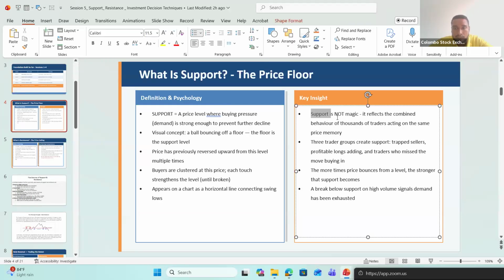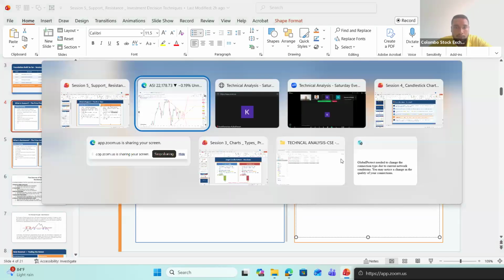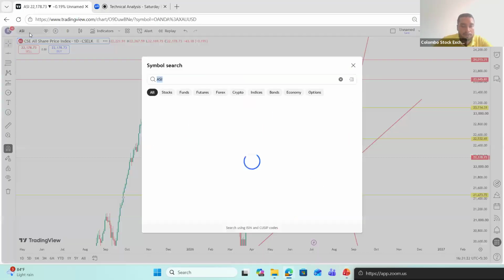Okay, let's look at what creates this support. There are three types of traders who are creating the support level, right? One is the trapped seller, the other one is the profitable long trader, and also the traders who missed the move and are buying in. Let's look at a stock.